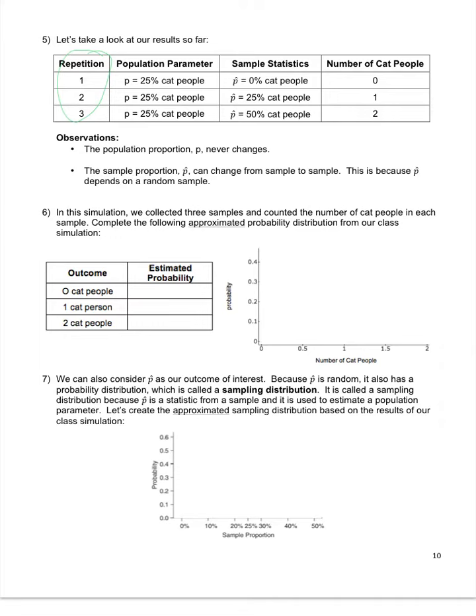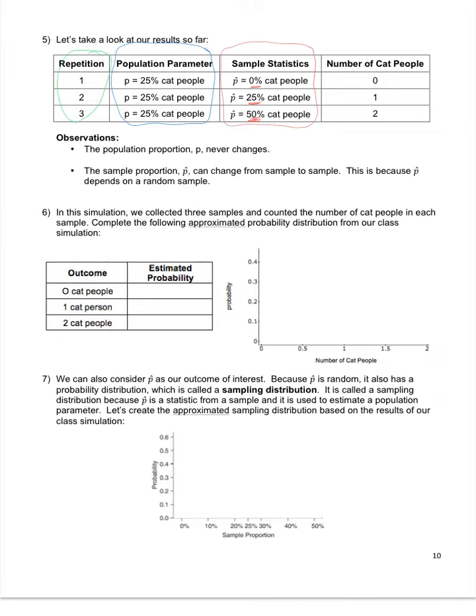Each time we took a sample, keep in mind that our population hadn't changed. Our population parameter was always 25% of the population preferred cats or considered themselves cat people. And our sample statistics, on the other hand, varied. So the first time we took a sample, we had 0% cat people. Second time, we had 25% cat people. And the third and final time, we had 50%, or half of the people in the group said they were cat people.